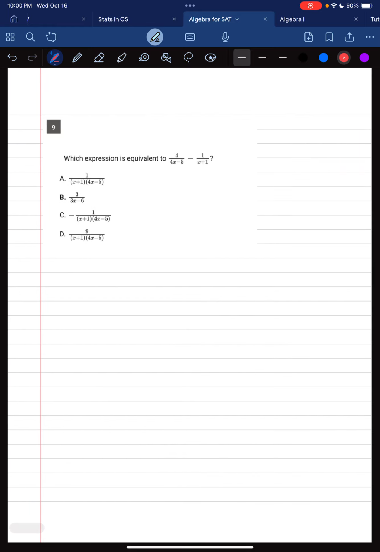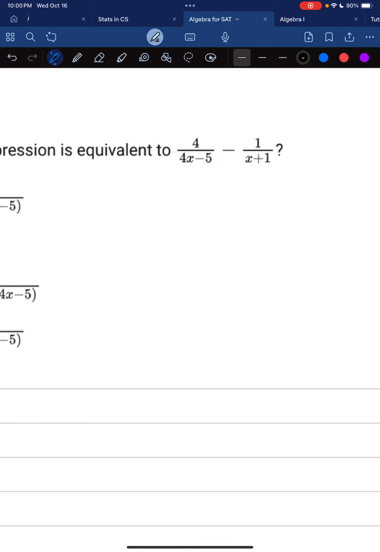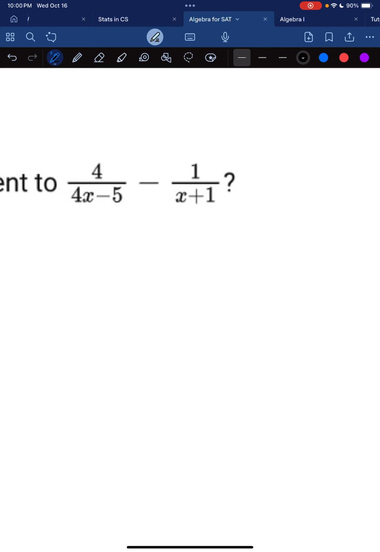Let's look at the next one. This question is dealing with rational expressions, so if you missed that, then you should review rational expressions. For this one, we're going to subtract these two rational expressions, and first to do that, we need to find the common denominator. The easiest common denominator in this case is just going to be multiplying the two denominators.